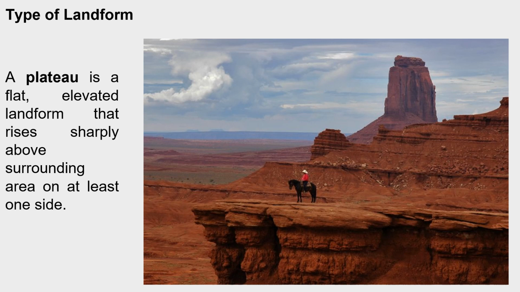But there is this one. This one is not a plateau. That is a different kind of landform, something called as a butte, that we will see later. But this over here, where a horse is standing, that, my friends, is a plateau. Okay, it's a flat elevated landform that rises sharply above surrounding area on at least one side.